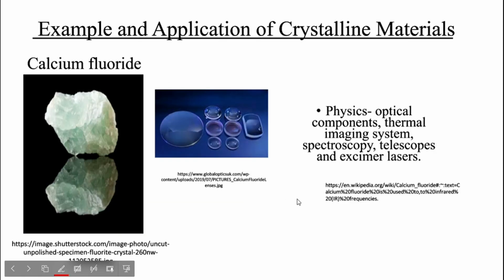Last on the list, we have calcium fluoride. So this is the very material you find in your toothpaste. It has a large contribution in physics, especially in optics, as we use it for our optical components, like lenses and the filters for our optical devices. So these are the products that we can see that are made of calcium fluoride.